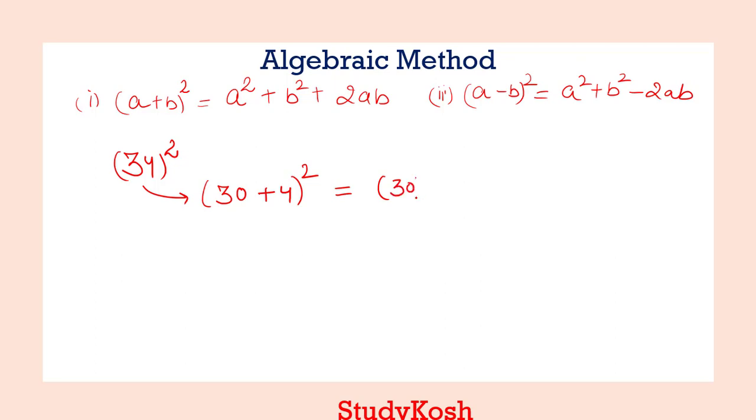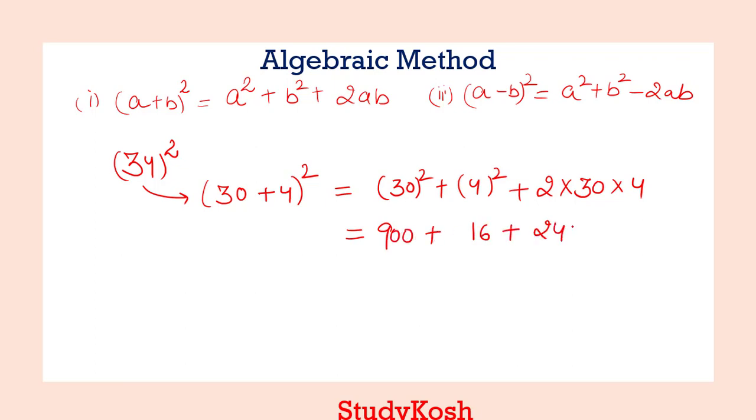So 30 square plus 4 square plus 2ab. A is 30, b is 4. So when you will calculate it, you'll get 900 here, 16 and 240. After adding it, you'll get 1156. So this is the square of 34. So you can use any of these two methods to calculate square of numbers.